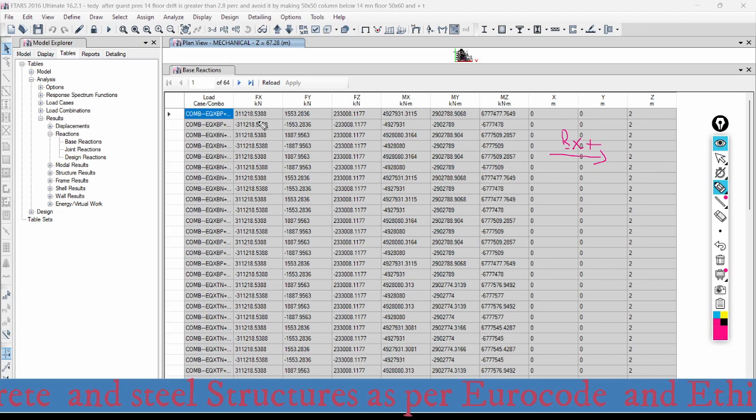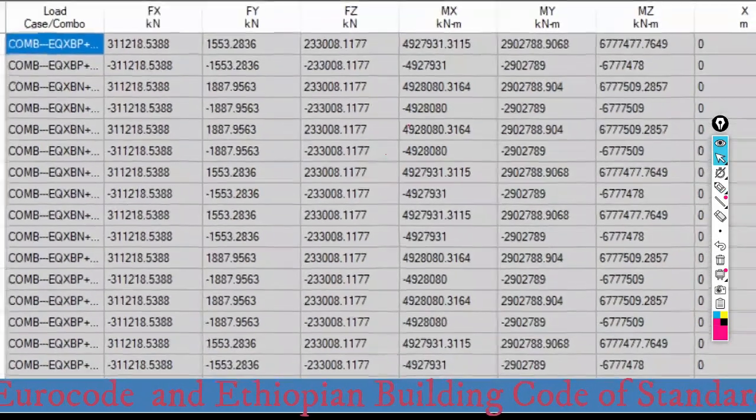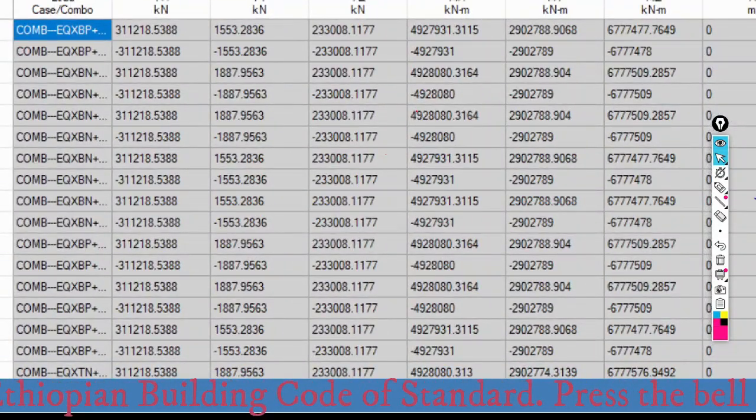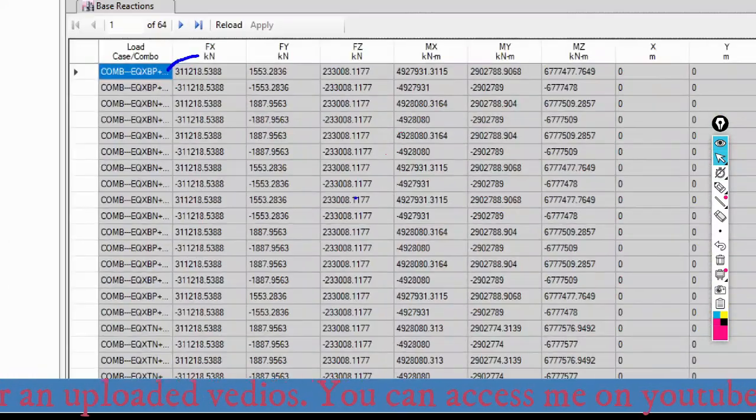So here I can zoom in. This is for the positive direction. That means EQXB positive, meaning it will have this one. This is Fx, that is in the positive direction.